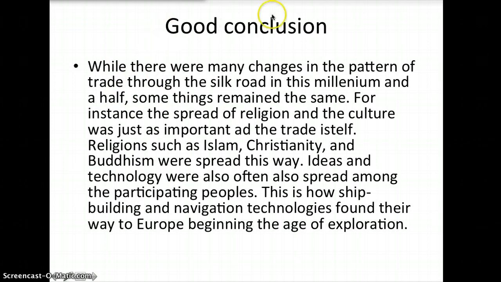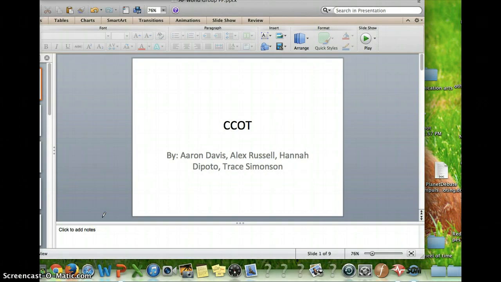Instead, this is a lot better conclusion. It's restating the thesis right here, and it talks about how it differs, goes over the main points, and it gives analysis at the end, right here. We're just talking about how it affects the future. So overall, that is how you write a change in continuity paper over time.